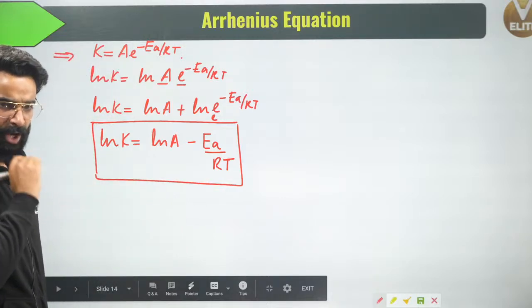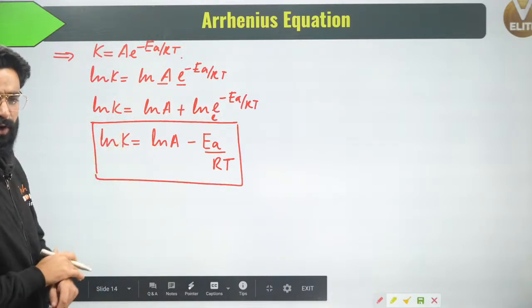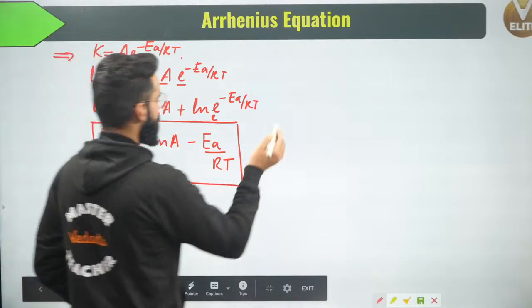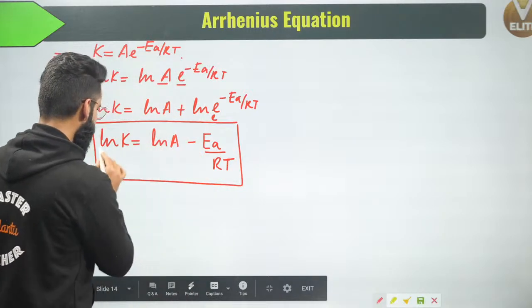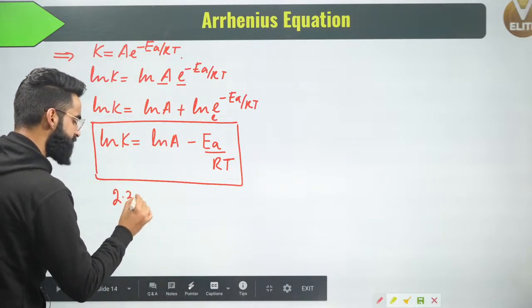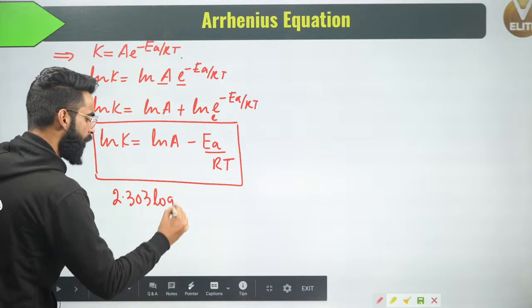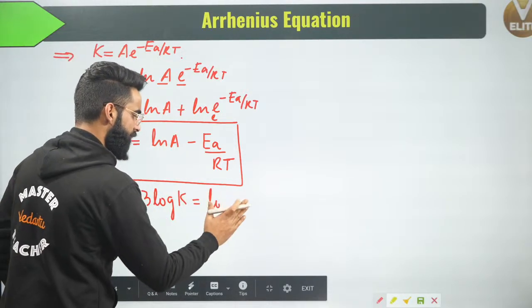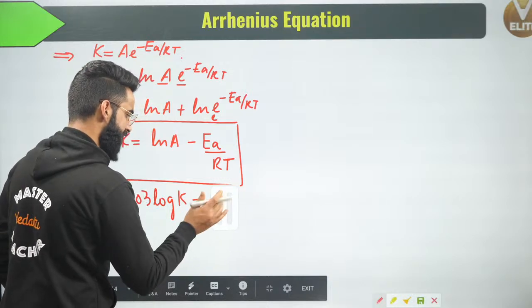Now, people, I can do the same thing in terms of log, and we know how we convert ln into log. See, guys, I'll be using this equation. Instead of ln K, I'll be writing 2.303 log of K to the base 10 is equal to. Instead of ln of A, I'll be writing something like this.